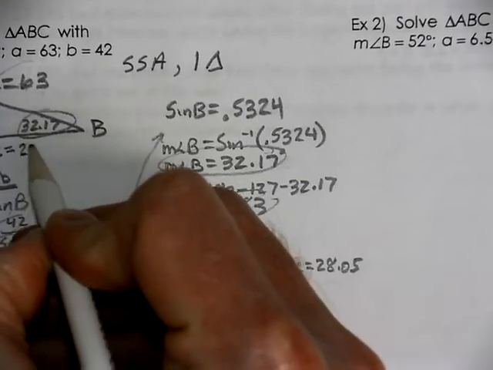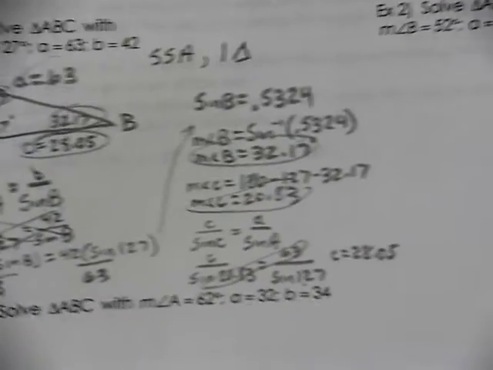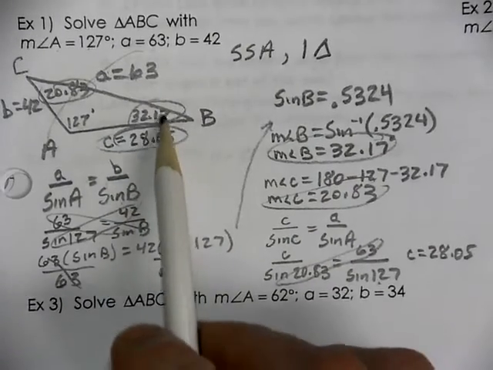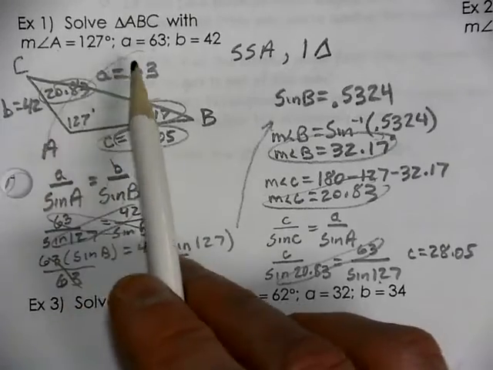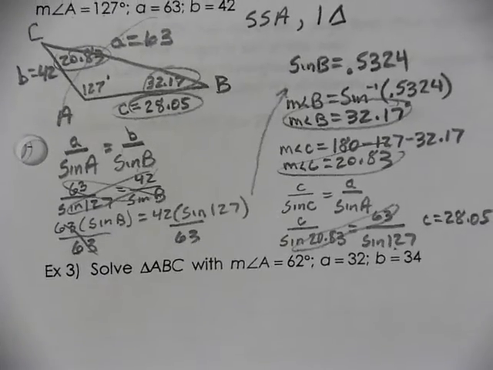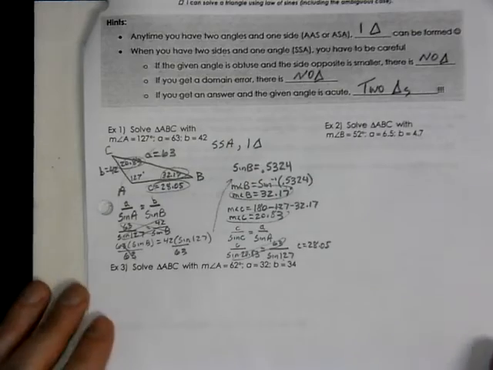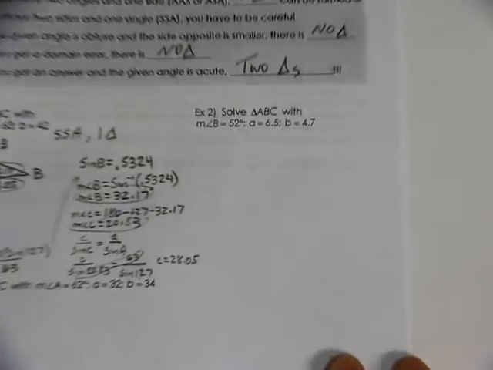So we can put our 28.05 right there. Now notice that we have solved for the 3 missing pieces when we were originally given 3 original pieces. All right, for our next example.